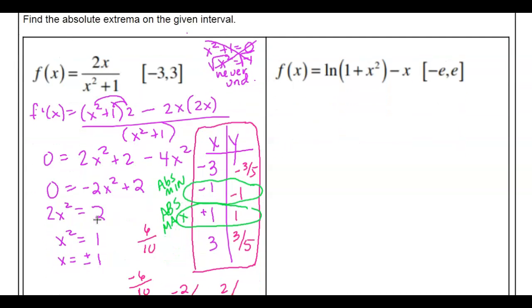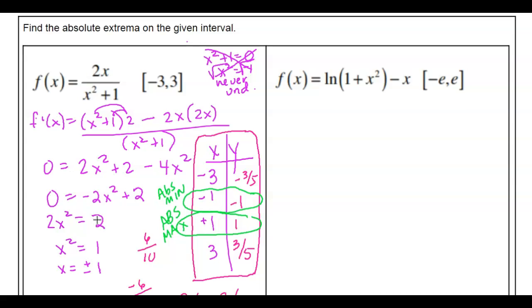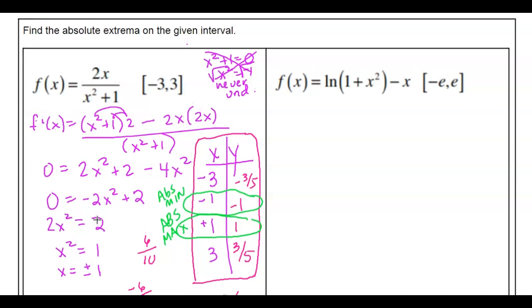All right, the last one of these examples, I just threw in a natural log as a review. So our derivative of natural log is, remember, 1 over u times the derivative of the inside. So our derivative is going to be 1 over the inside times the derivative of this inside, which is 2x. The derivative of x is 1.